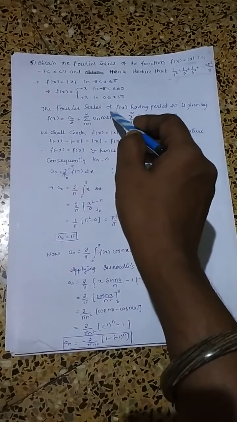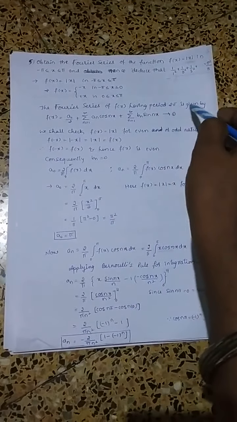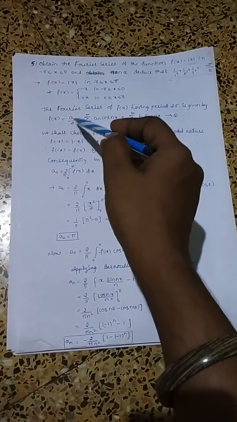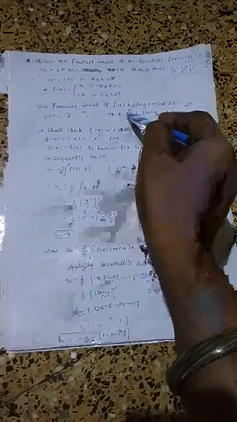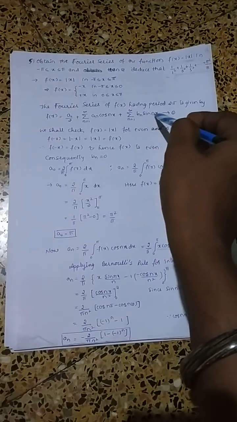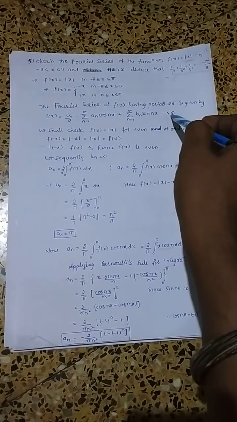The Fourier series of f of x having period 2 pi is given by f of x equals a naught by 2 plus summation n equals 1 to infinity a n cos n x plus summation n equals 1 to infinity b n sin n x. Let us take it as equation 1.